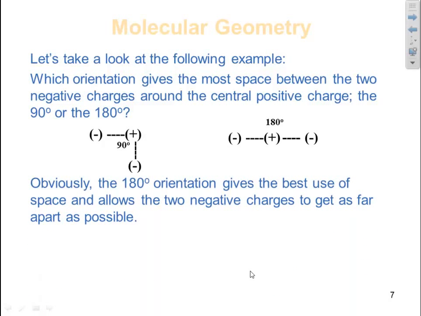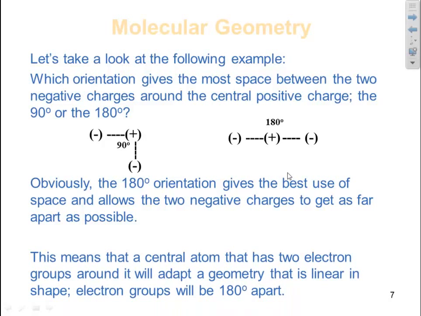Obviously, the 180 degree arrangement gives the best use of the space and allows the two negative charges to get as far apart as possible, with 180 degrees in both directions. This one has 270 this way, but we have 90 this way, so we're closer there. So the best arrangement would be this one right here, 180 degrees. This means that a central atom that has two electron groups around it will adopt a geometry that is linear in shape. Electron groups will be 180 degrees apart.